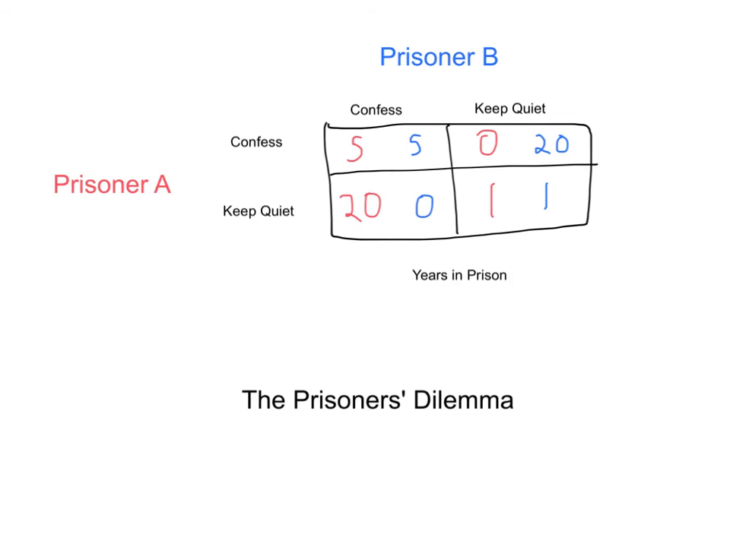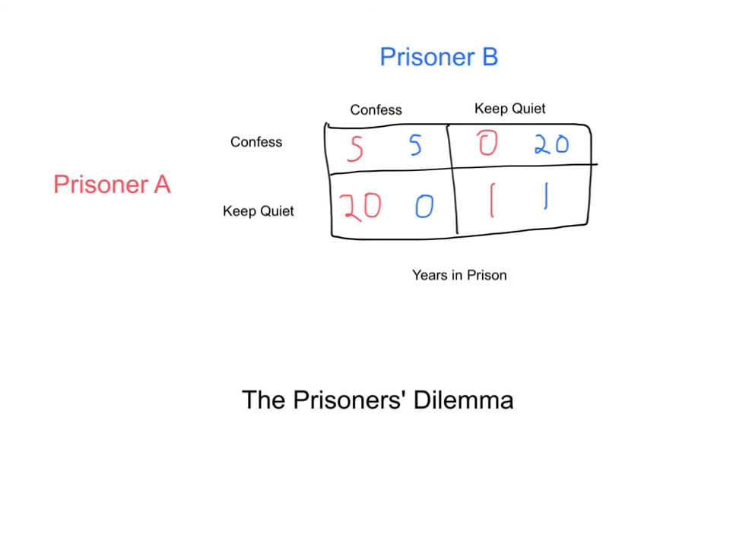Now let's take a look at one of the all-time classic game theory dilemmas. And this is called the prisoner's dilemma. So you have 2 prisoners, they've committed a crime together. There's prisoner A and prisoner B. And these are their options. If both of them confess, they're each going to get 5 years in prison. If both of them keep quiet, they'll be brought up on lesser charges, and they'll each get a year in prison.